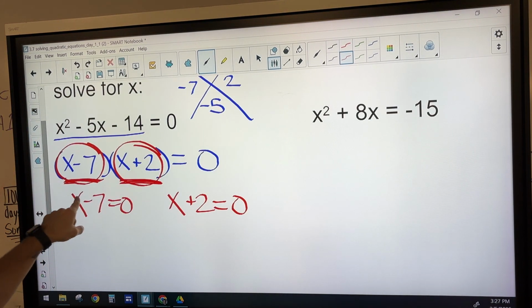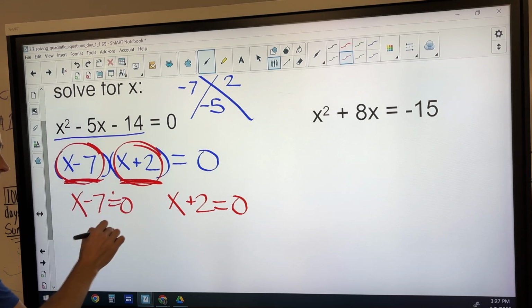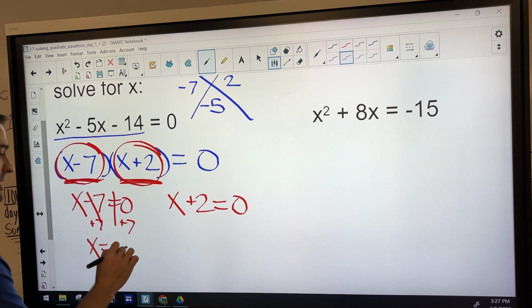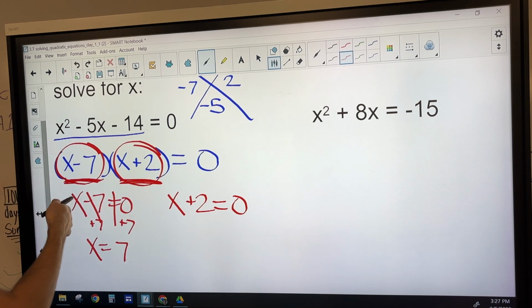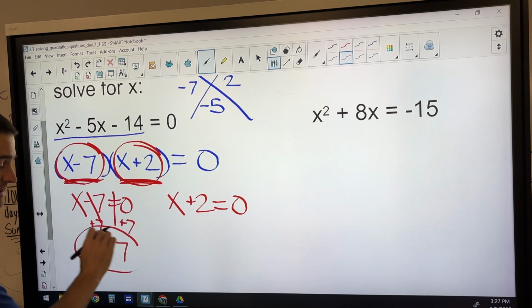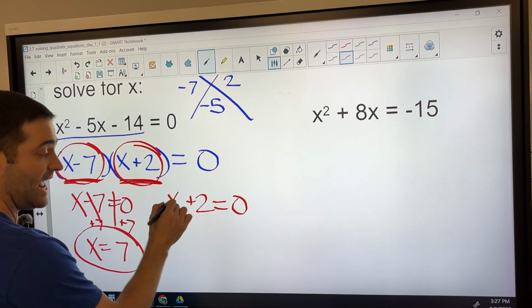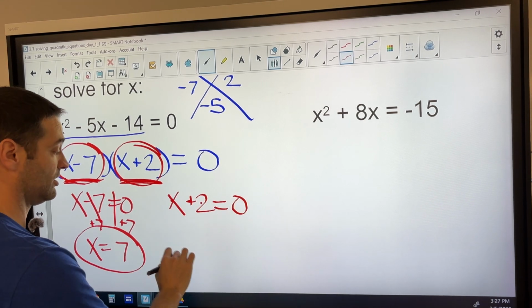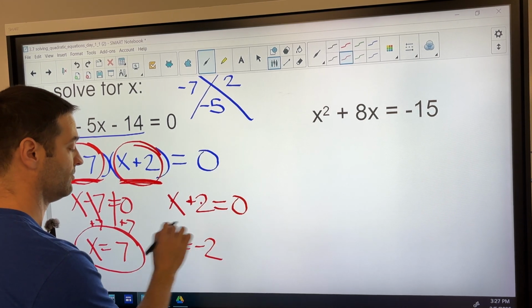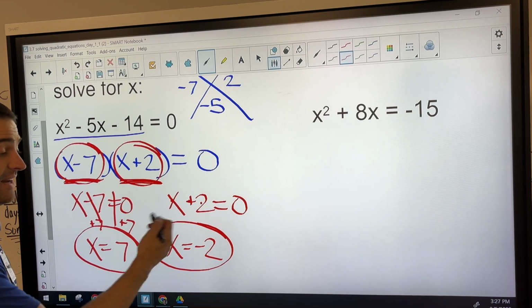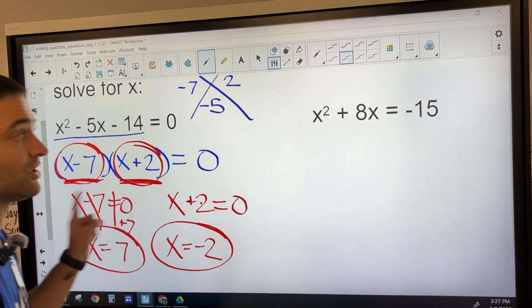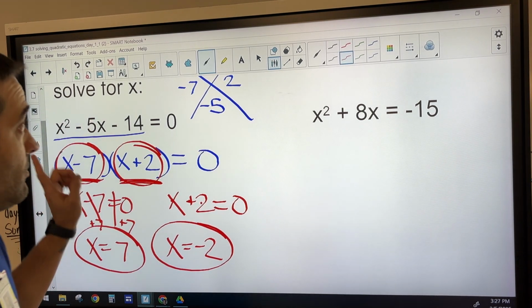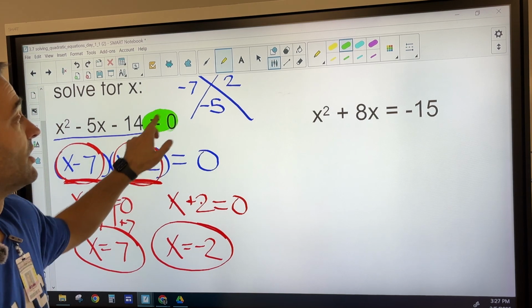In this first case, add 7 to both sides. You're going to get x equals 7. Also, I know that 7 minus 7 is 0, so I know that it has to be 7. Over here, negative 2 plus 2 equals 0, so x equals negative 2. Those are my two answers, 7 and negative 2. You got to have both answers, not just one or the other. This only works when it equals 0.